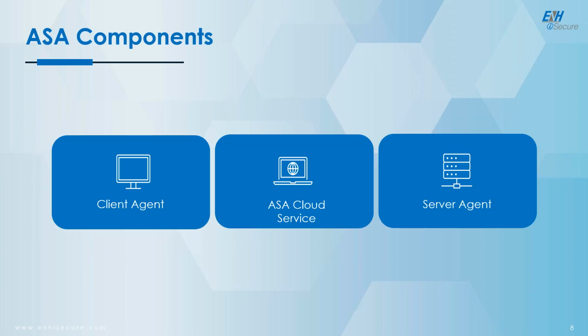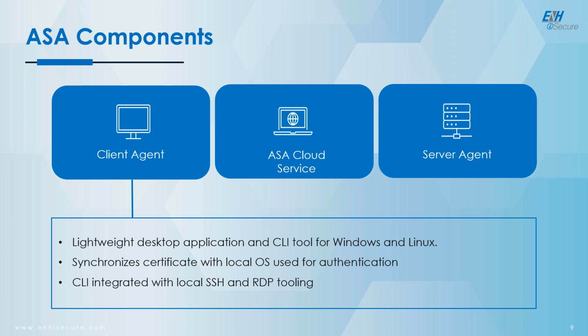These are the components involved in ASA configuration: client agent, ASA cloud service, and server agent. Now let's talk about the client agent. The ASA client agent, also known as the ScaleFT client agent, is a crucial part of the ASA platform. These agents need to be installed on the client machines to enable secure access to servers using certificate-based authentication. Unlike traditional systems that rely on static passwords, the ScaleFT agent uses short-lived certificates, which boost security by reducing vulnerabilities.